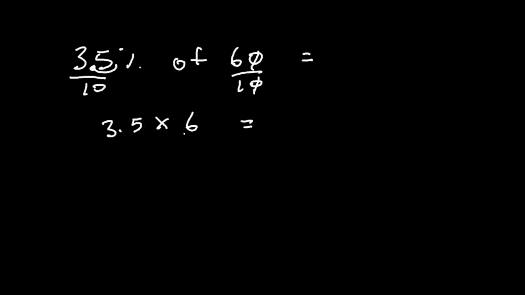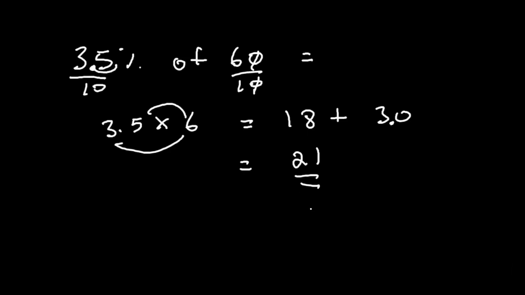Now if you multiply 3 times 6, that will give you 18. Now simply multiply 6 times 5. 6 times 5, guys, that will give you 30. Sorry, that 30 is 3.0. Now, simply add 18 plus 3, that's 21. So 35% of 60 is 21.